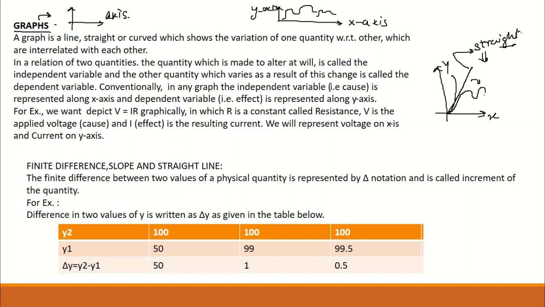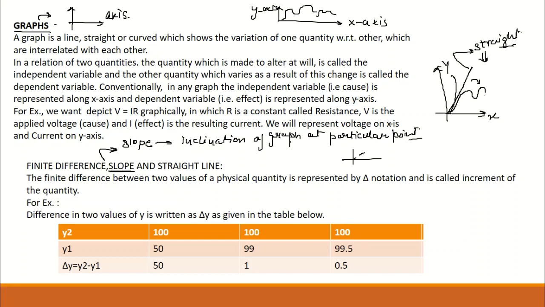All these things we will discuss in the graph. For that we have to understand some terms, one of which is slope. What is slope? Slope is nothing but the inclination of the graph at a particular point. So at a particular point or at a particular angle, the inclination of the graph can be represented by the slope. Before moving ahead, let me clarify slope.